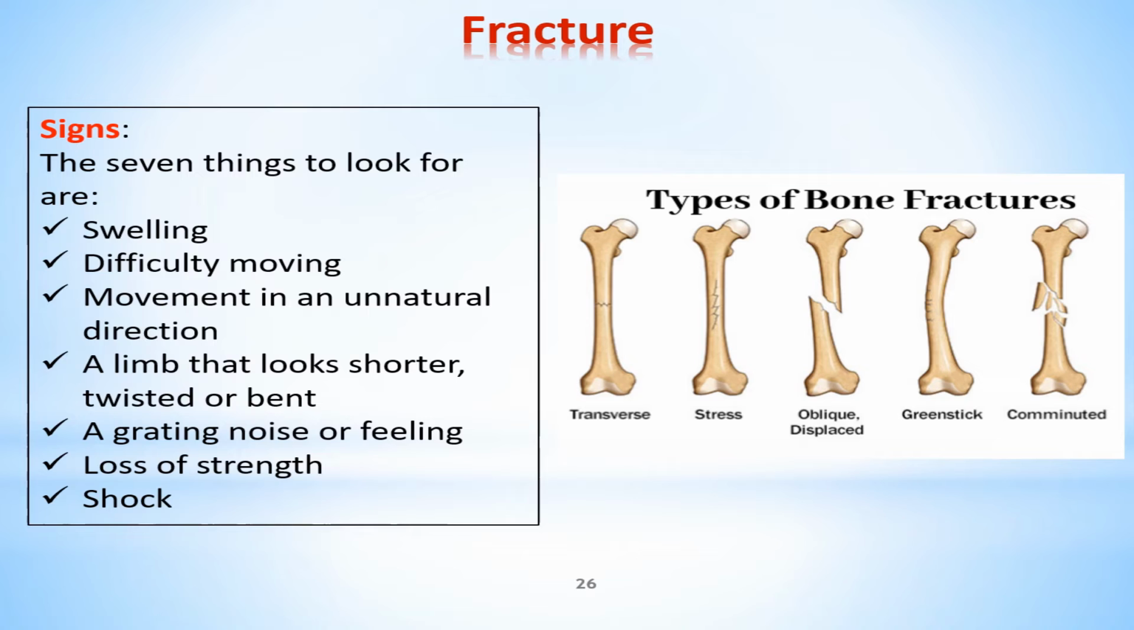Fracture signs. The 7 things to look for are: 1. Swelling. 2. Difficulty moving. 3. Movement in an unnatural direction. 4. A limb that looks shorter, twisted or bent. 5. A grating noise or feeling. 6. Loss of strength. 7. Shock.